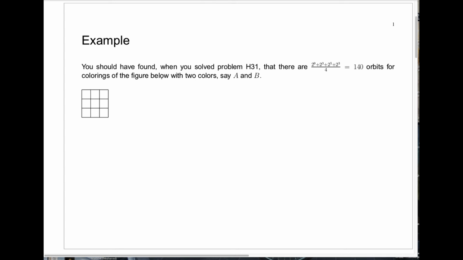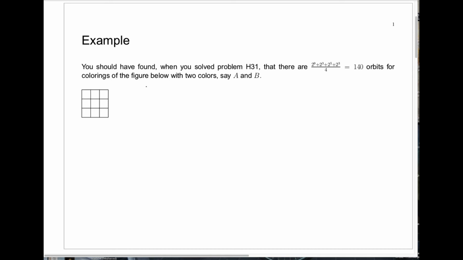In today's talk, we'll start with an example which was on one of the homework problems, problem H31, which you probably did for today. The problem is, given this 3x3 table or 3x3 grid, we want to color the squares with two colors, say colors A and B, and we ask how many different ways are there to do this if two colorings are considered the same if you can rotate one to get to the other.